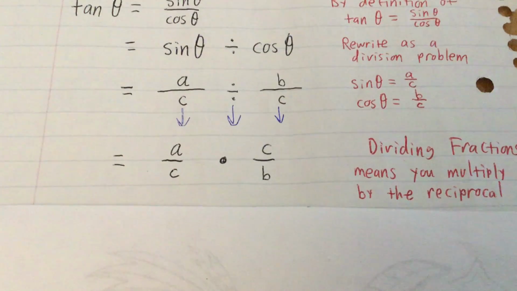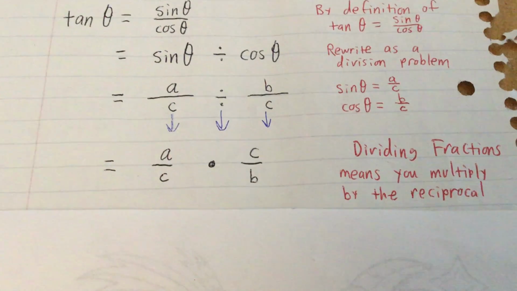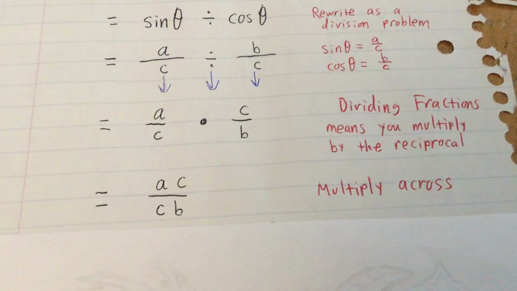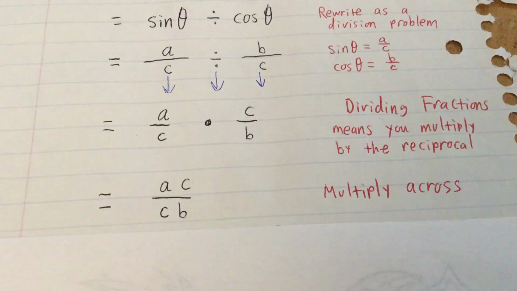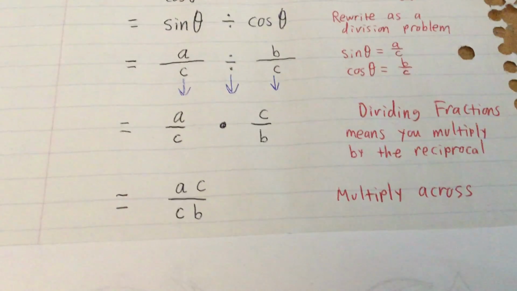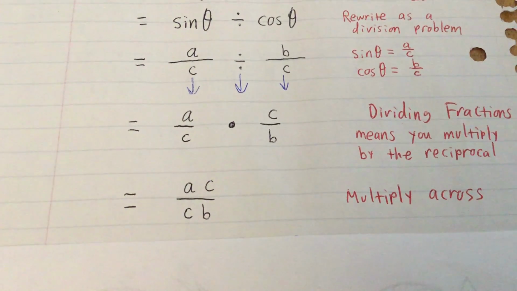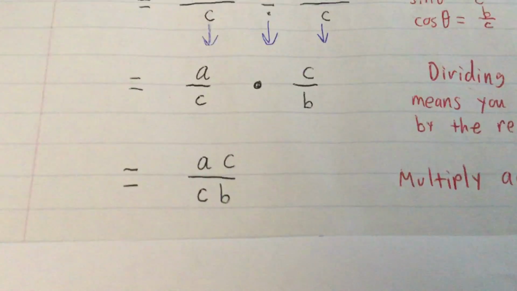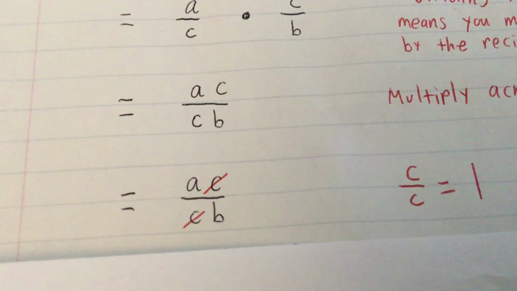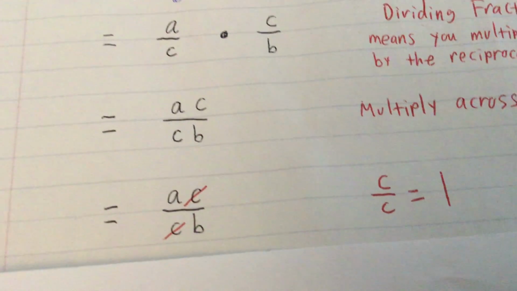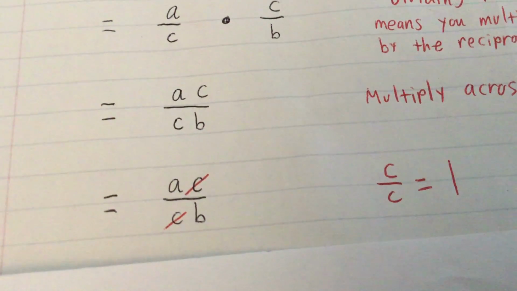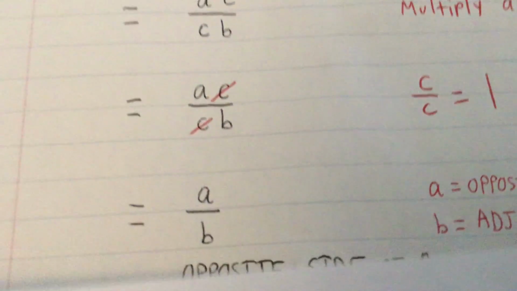So now that I've got A over C times C over B, let's just multiply across. We've got AC over CB. Can I simplify this fraction? Yes, you'll notice that there's a C on the top and a C on the bottom, so those can cancel out. Because C over C is equal to 1, the C over C cancels out, leaving me with just A over B.